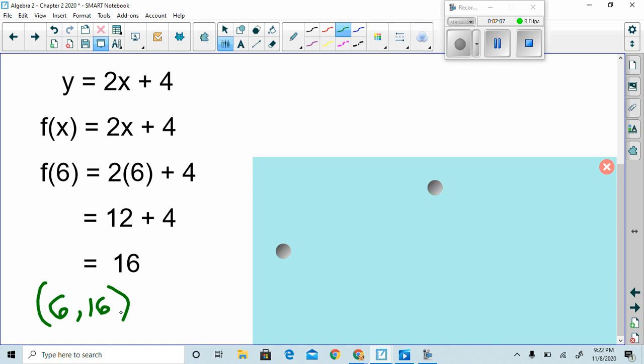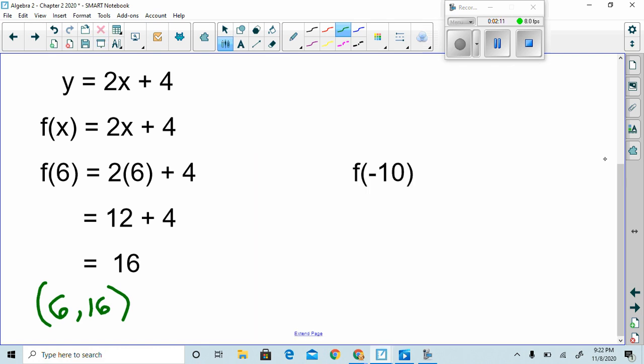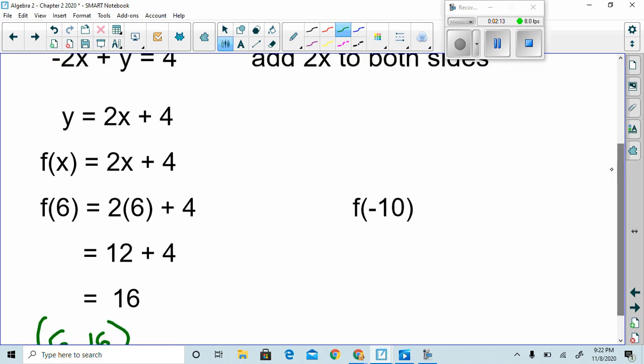Let's use that same function and let's now evaluate at negative 10. So we're going to go back to our function. Remember, f of x is equal to 2x plus 4. We rewrote the equation into function form. We put it into function notation, and now we're just going to take x out and replace it with this given value. The given value in the second example is negative 10.